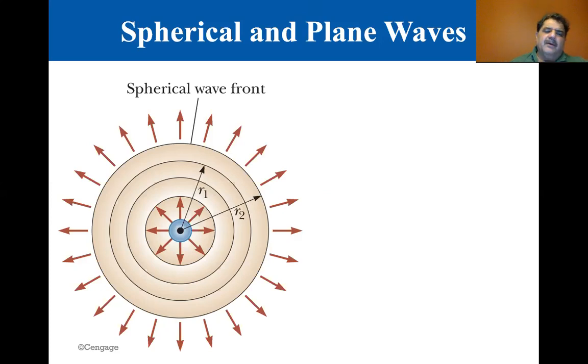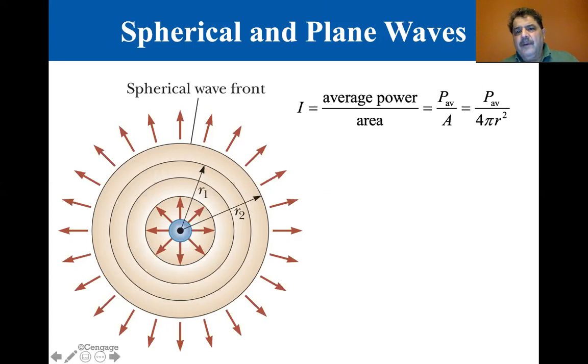So we can see that it radiates out in all directions. And the intensity is the average power divided by the area. Well, the area for the sphere is 4 pi r squared, so the intensity is P average over 4 pi r squared. So as r gets bigger, the intensity gets smaller. It reduces as a 1 over r squared term.